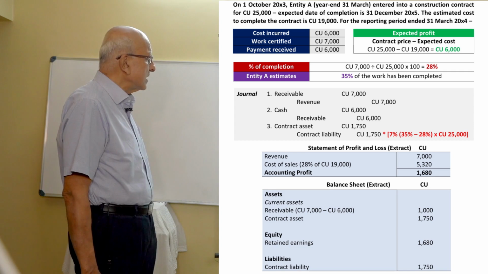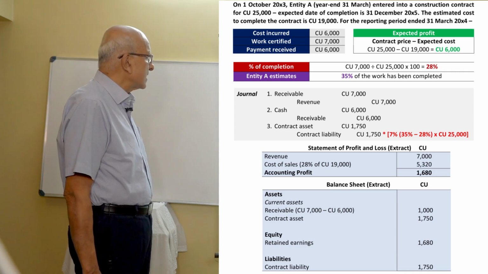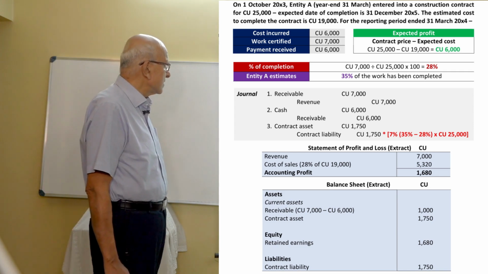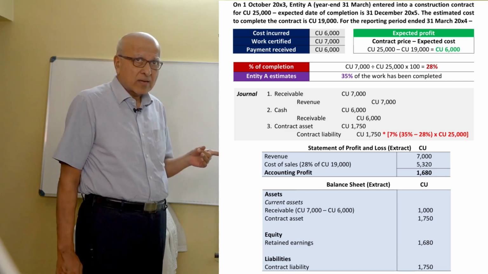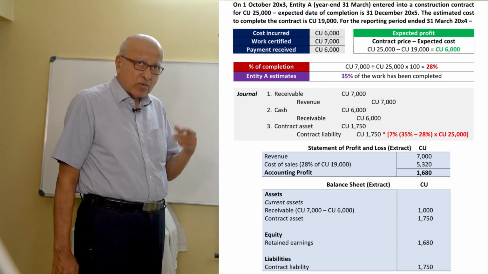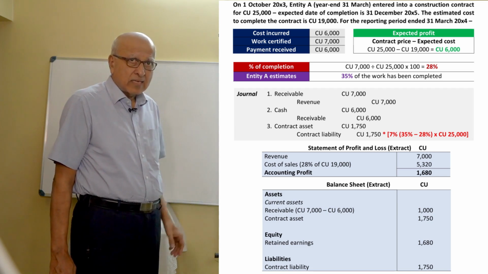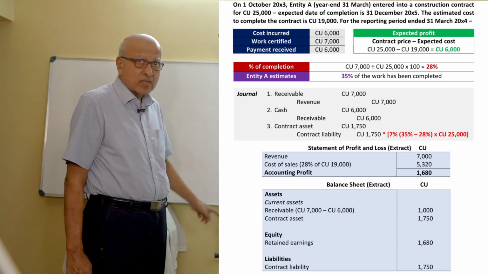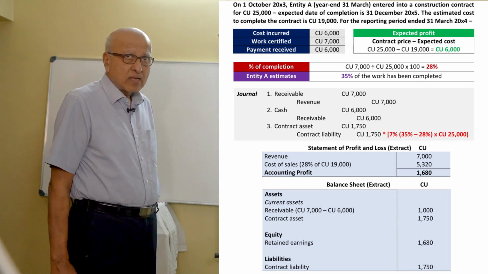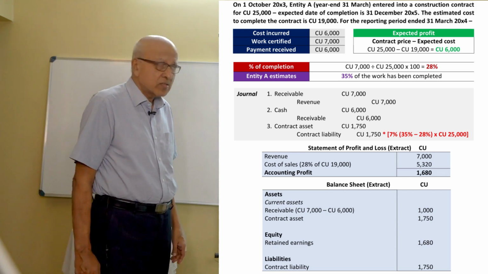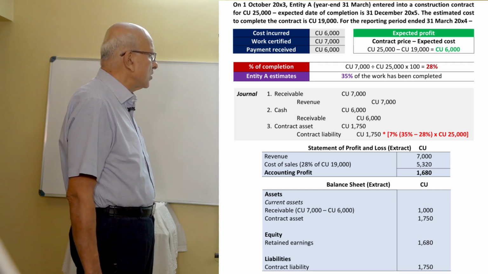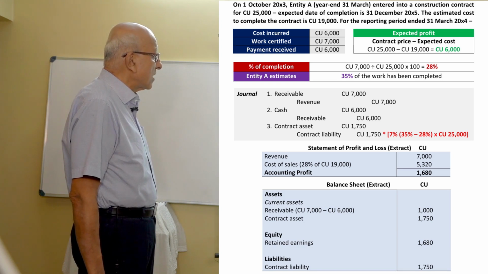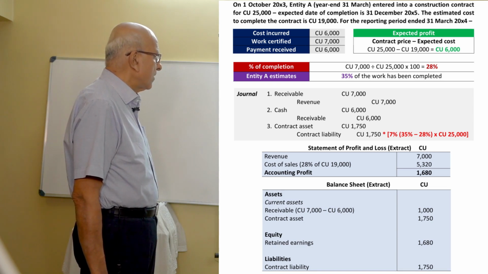So 7% is contract asset, because this is a right on the customer, an amount to be recovered from him, but it is conditional because the entity has to perform other performance obligations. So we create one contract asset for 1,750. That is the 7% work completed but not yet certified, of 25,000.